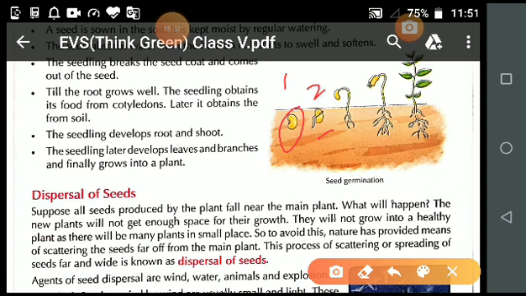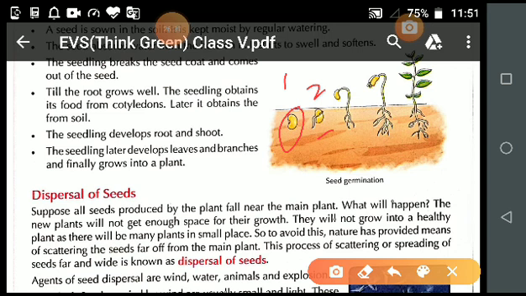Now observe the first picture. Here you put the seed into the soil. In the second picture, the first sign of growth which you will observe in the seed is the tiny root. Now student, what happens? The growing plant bursts. See, now the little root becomes bigger.